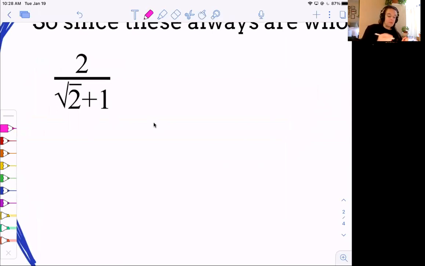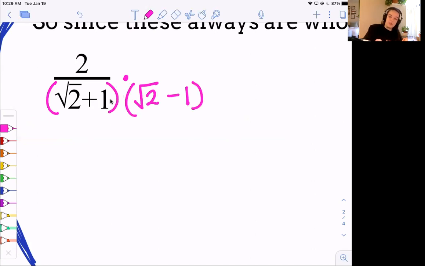Okay, we have 2 over square root of 2 plus 1. What I want to show you is if you want to simplify square root of 2 plus 1, what I need to do is multiply by what's called the conjugate. The conjugate is the same numbers, but if this says addition, we're going to have subtraction as our conjugate. So I need to multiply root 2 plus 1 times root 2 minus 1. That means I also need to multiply the top, root 2 minus 1.